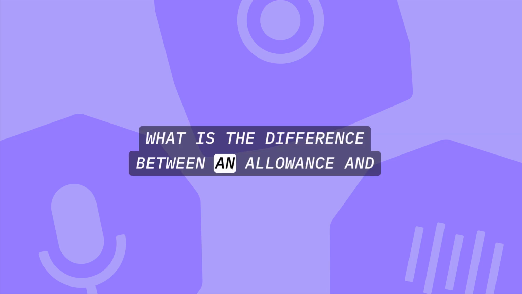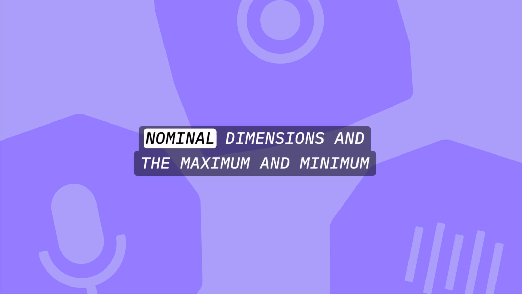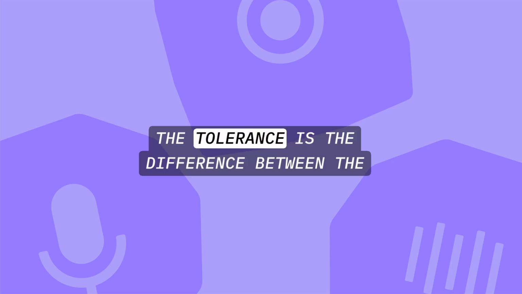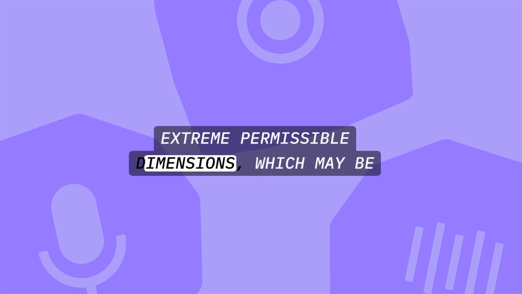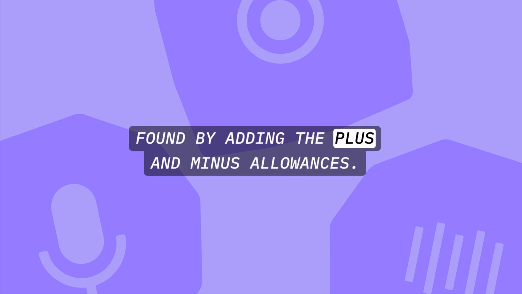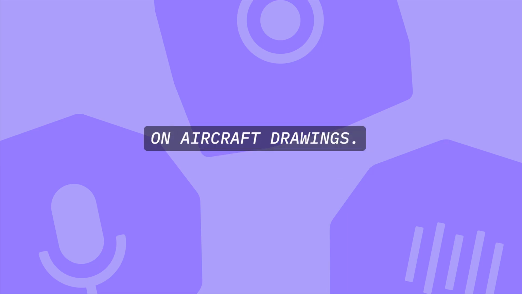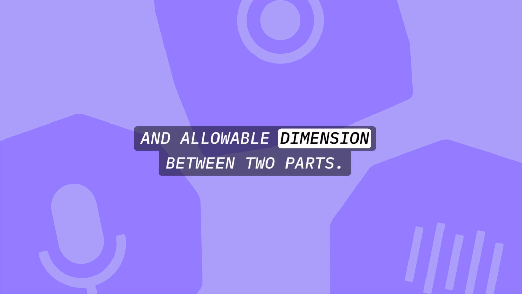What is the difference between an allowance and a tolerance? An allowance is the difference between the nominal dimensions and the maximum and minimum permissible sizes. The tolerance is the difference between the extreme permissible dimensions, which may be found by adding the plus and minus allowances. What is meant by clearance when it is used on aircraft drawings? An allowable dimension between two parts.